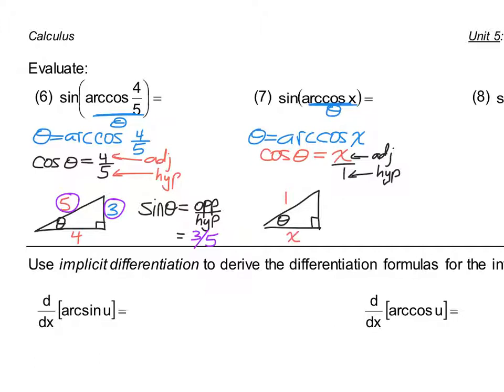I'm going to need the sine ratio, which is the opposite over the hypotenuse. So I'm going to need to do basically what I did here, which is going to require me to figure out the missing side. Not a Pythagorean triple anymore, but not impossible to figure out. Square root of what? 1 squared minus x squared, which I'm going to simplify to just 1 minus x squared.